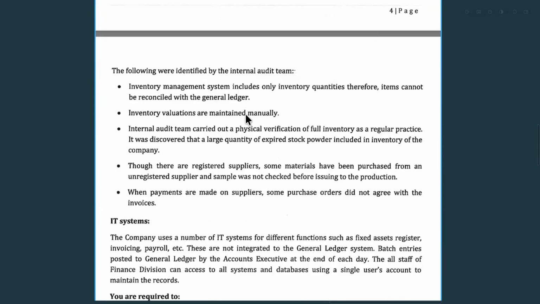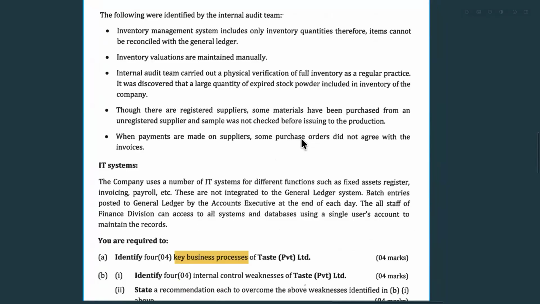And inventory valuations are maintained manually. Human error can happen, right? There are a lot of things, right? There are expired stock powders available, so there is a problem in the deficiency. Even though there are registered suppliers, some purchases were made outside them.